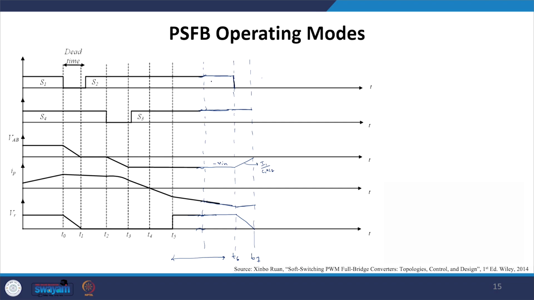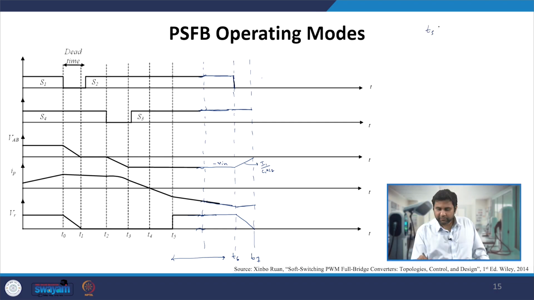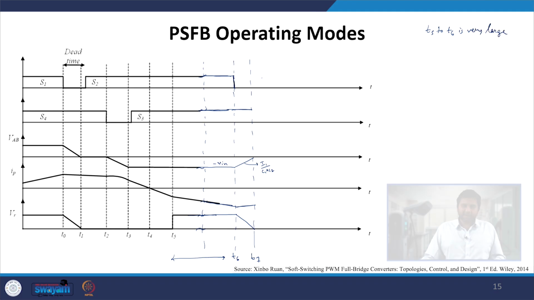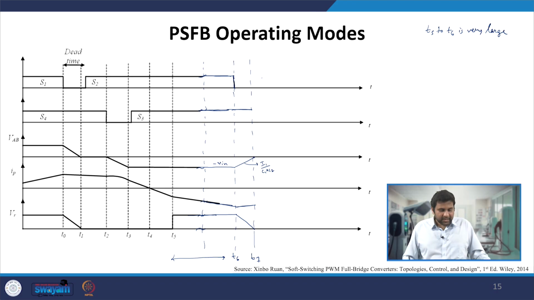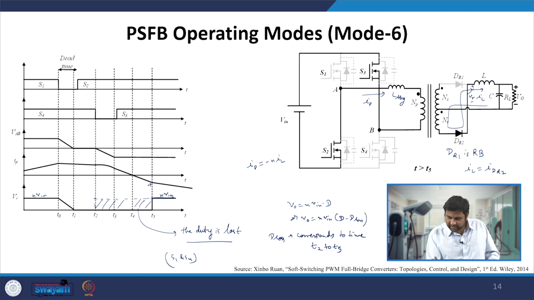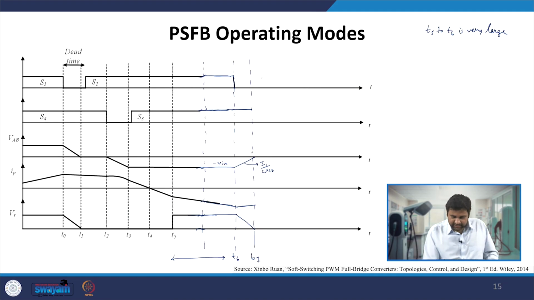Generally the time distance between T5 to T6 is very large. After that, since this voltage goes down to 0, the Vc1 voltage is actually 0 and the Vc2 voltage reaches the Vin voltage. Since the current direction is reversed here, the diode D1 will now start conducting. At that point my diode D1 is conducting, so after some point we can start the S1 switch.